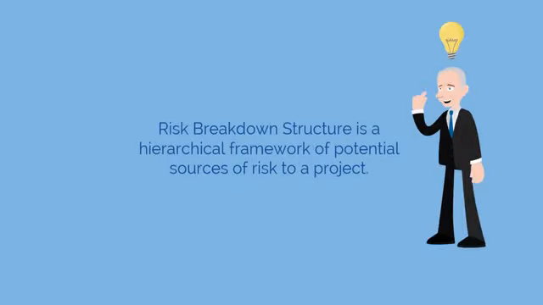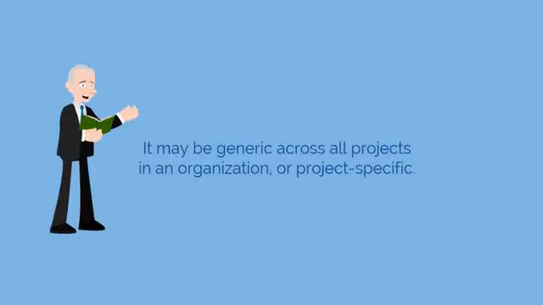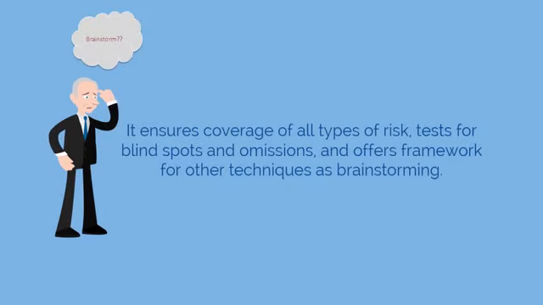A risk breakdown structure is a hierarchical framework of potential sources of risk to a project. It may be generic across all projects in an organization, or project-specific. It ensures coverage of all types of risk, tests for blind spots and omissions, and offers a framework for other risk identification techniques, such as brainstorming.